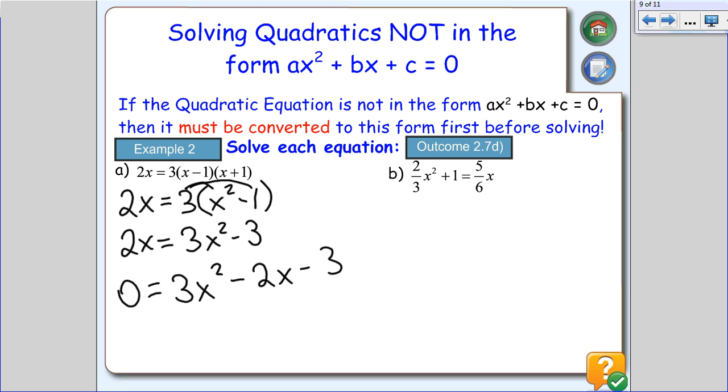That's the proper way of doing it. At this point, use the quadratic equation, because that's the easiest way to solve these things. X is equal to negative b, negative 2 is just 2, plus or minus the square root of b squared minus 4ac, all divided by 2a.